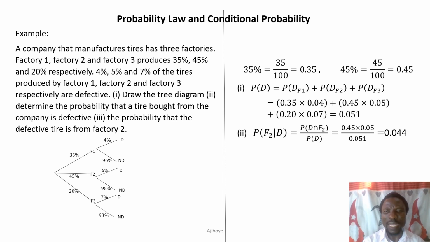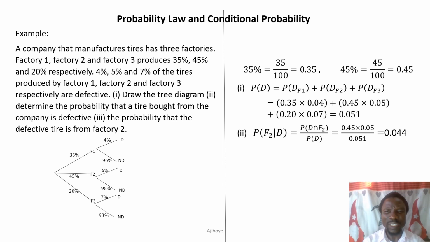And right there is the application of addition law of probability. But within factory 1, we see the multiplication law of probability in use, which will give us the proportion produced by factory 1 multiplied by the proportion that is defective. So that will give us 0.35 times 0.04 plus 0.45 times 0.05 plus 0.20 times 0.07. If we compute this value and sum, this will give us 0.051. This is the probability or the proportion of defective tire produced by the three factories of the company.